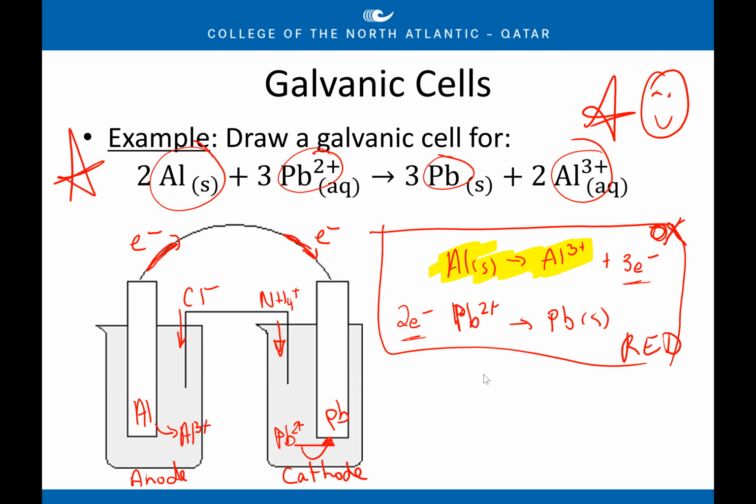Is it always the anode on the left and the cathode on the right? You can draw it however you want, but for us in this course, we do anode on the left, cathode on the right. It just makes it easier to be consistent. Thank you. No problem.